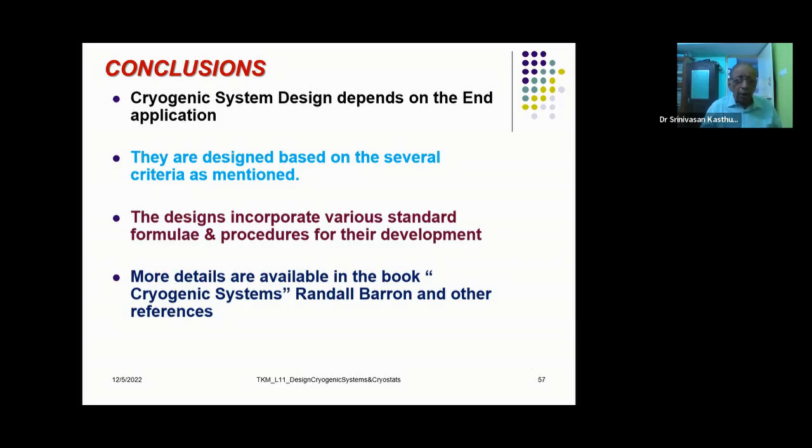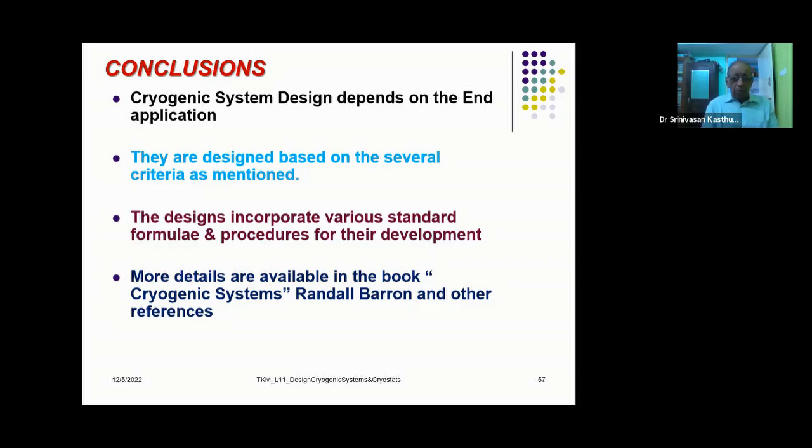Okay. I think I will conclude now. I have discussed with you the cryogenic system designs. And of course, it depends on the end application, what exactly you are going to use it for. For example, it can be a cryocooler vacuum jacket, or it can be a cryogenic storage vessel, or it can be a cryogenic experimental cryostat, etc. So depending on the end application, you should make the design. Secondly, the design should be based on several criteria as mentioned. The design formulas which are available, one has to strictly follow these procedures in the development.